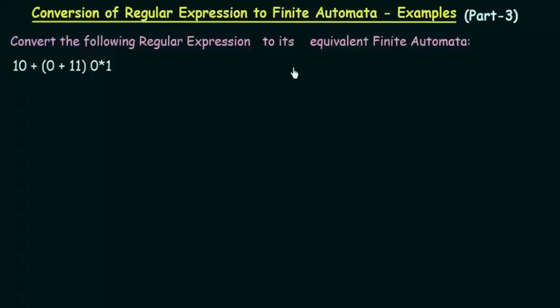In this lecture, we will be seeing another example of conversion of regular expression to its equivalent finite automata. So here we have a regular expression given and we will convert this to its equivalent finite automata. Since this is a long one, we will try to break it down into small parts, design it in a simple way, and then keep expanding it till we get the required finite automata.